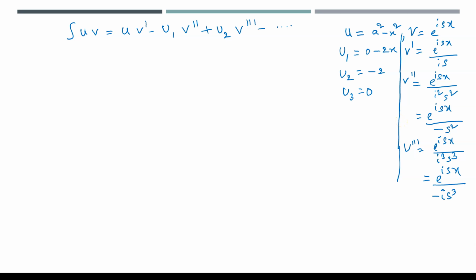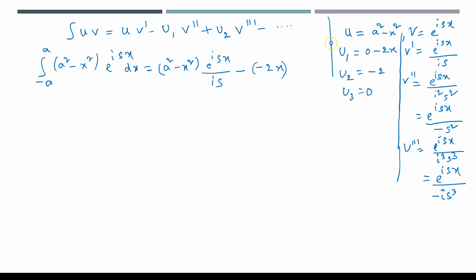In integrating this one, the integral from minus a to a of a square minus x square into e power i s x dx, this can be integrated using this formula. Here u means a square minus x square into v1 means e power i s x upon i s, minus the derivative of u, minus 2x, into e power i s x upon v2, minus s square, plus the next derivative, minus 2, that is u2, and here v3 means e power i s x upon minus i s cube.